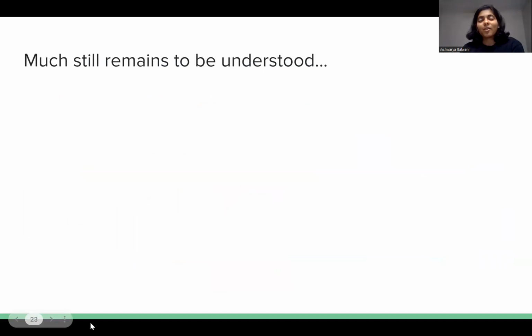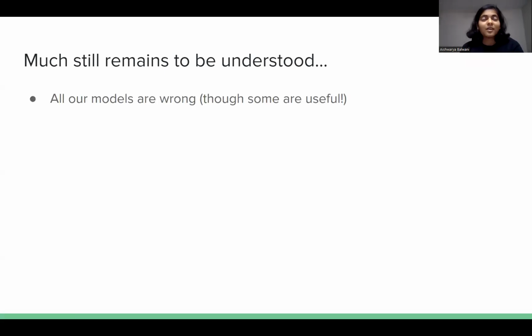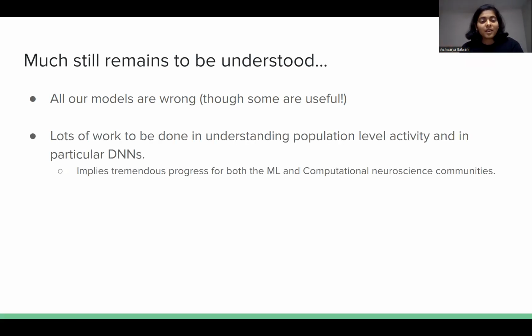But having said all of that, there's a lot that is still not understood, and a lot of work that needs to be done in many different areas. All these models are simple and useful, but at the end of the day, because of the simplifications we need to make, as there's only so much math or computation we've been able to do thus far, all our models are wrong, albeit very useful at times. There's a lot of work to be done in understanding population level activity, which is essentially how different neurons interact with each other and how they give rise to different kinds of behaviors.